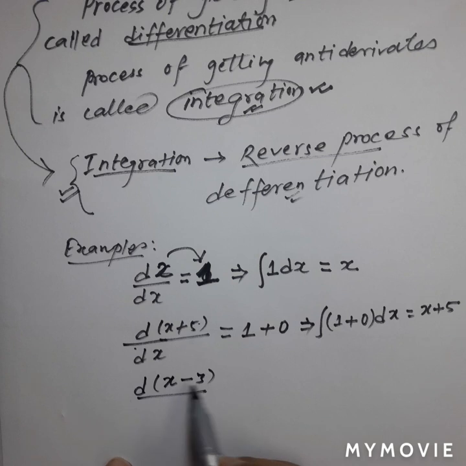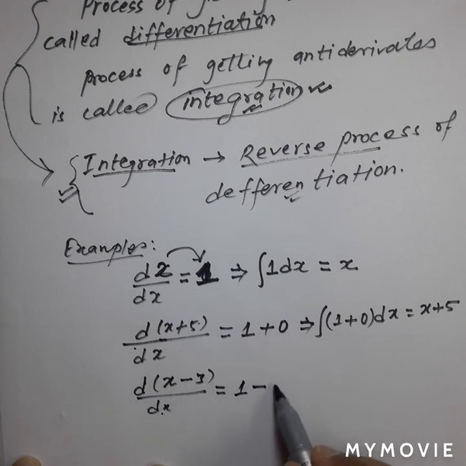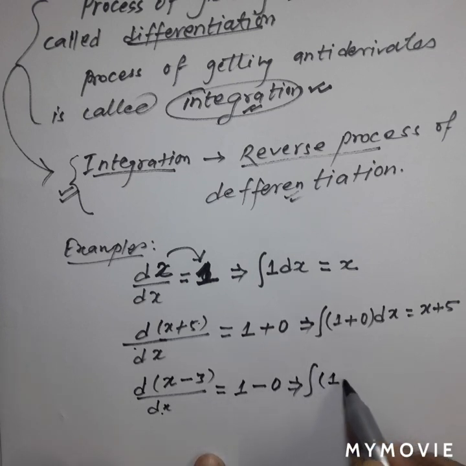Derivative of x minus 3 with respect to dx is equal to, this is also derivative of x with respect to x minus derivative of 3 with respect to x. So here derivative of x with respect to x is 1 minus, here derivative of 3 with respect to x is 0. So this also gives us antiderivative of 1 minus 0 with respect to x is x minus 3.